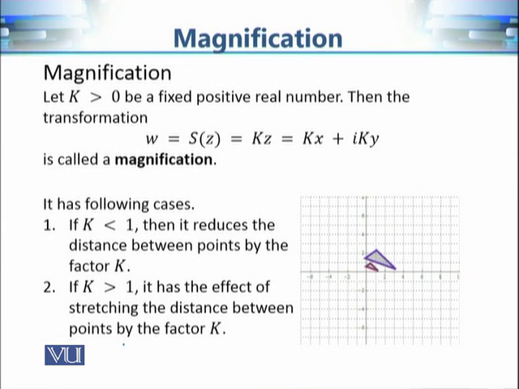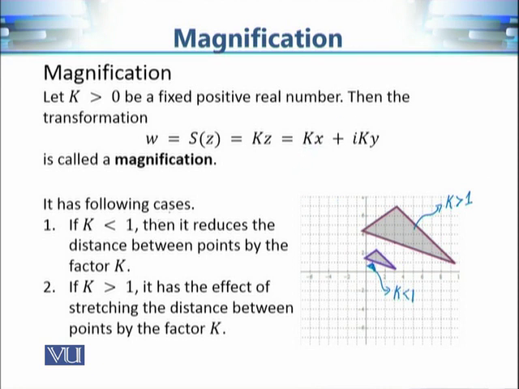K being less than 1 or greater than 1. If the value of K is less than 1, then it reduces the distance between the points by a factor K, and if K is greater than 1, then it has the effect of stretching the distance between the points by the factor K. So in this case, this is the case when K is greater than 1. Similarly, if K is less than 1, then it will be squeezed down. This triangle will be squeezed down to a very tiny triangle. So this is the case when K is less than 1, and this is the case when K is greater than 1. So why is this happening?